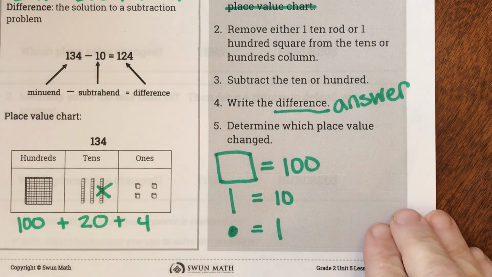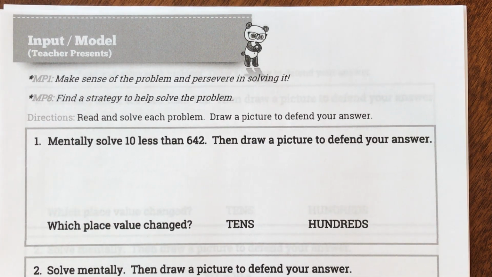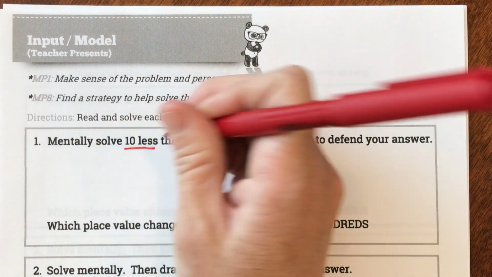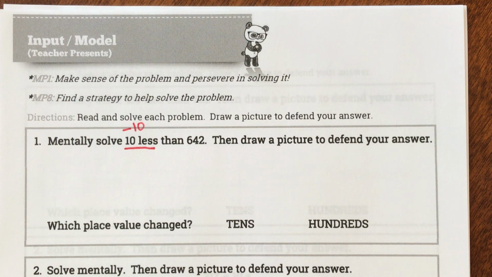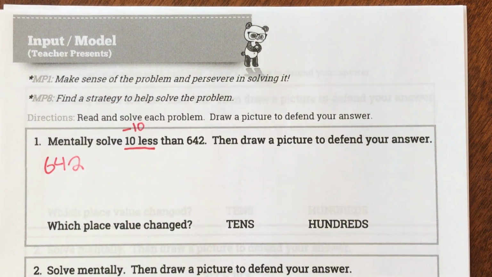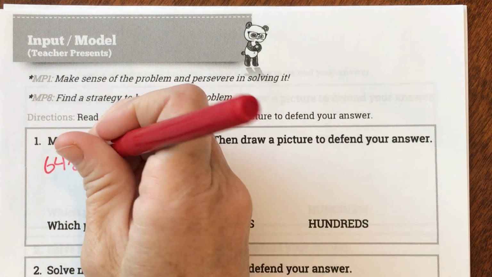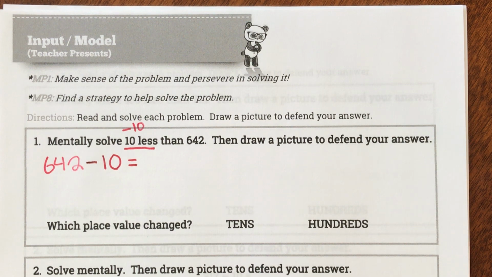Okay, so boys and girls, I'm going to get started on my first problem. And my first problem says, mentally solve 10 less than 642. Okay, so 10 less means take away 10. That's what 10 less means, to take away 10. Okay, so my equation is 642 take away or subtract 10 equals. So that's what I'm trying to solve. That's my equation.